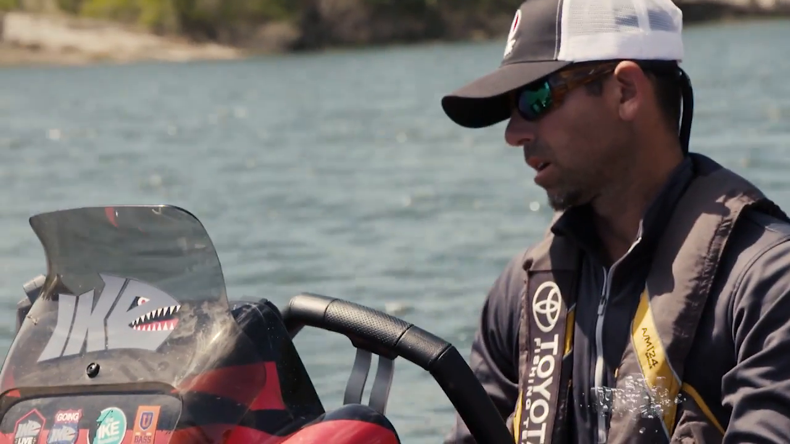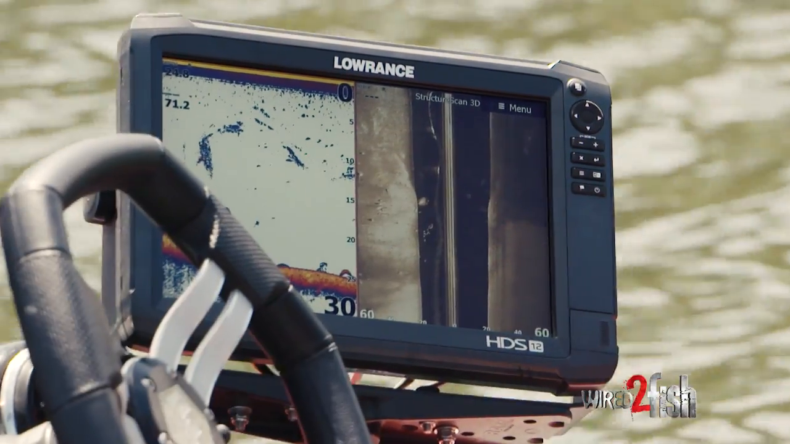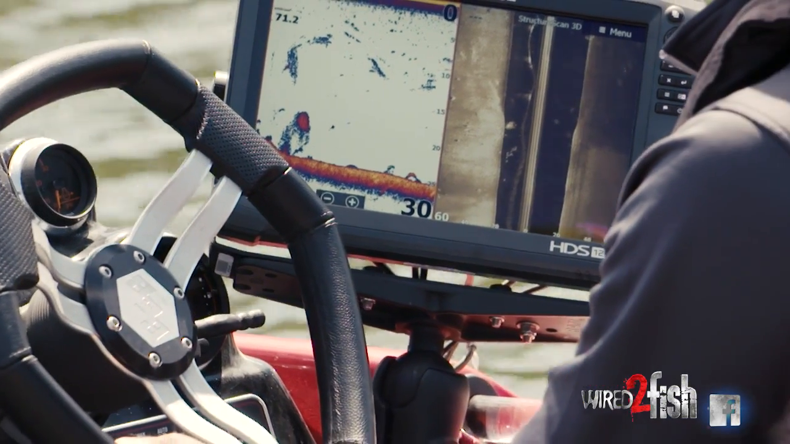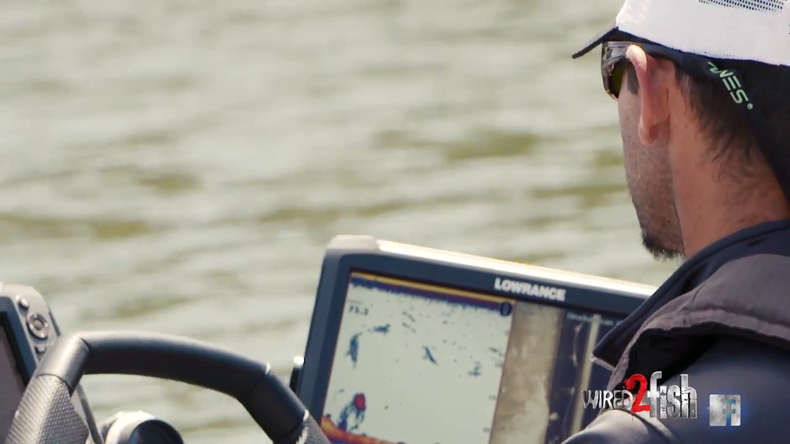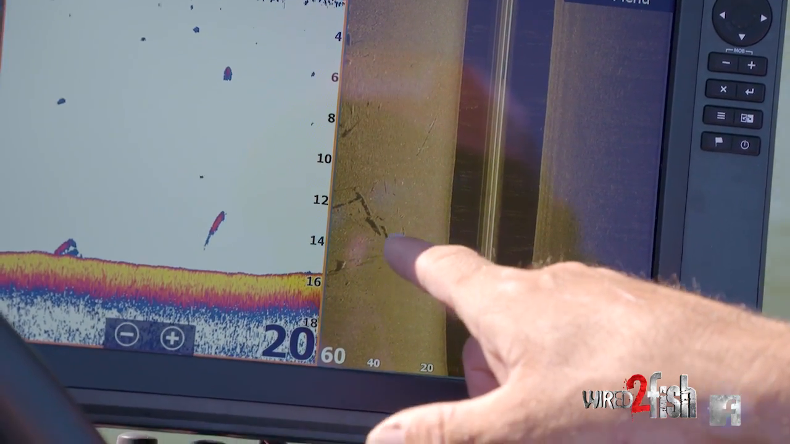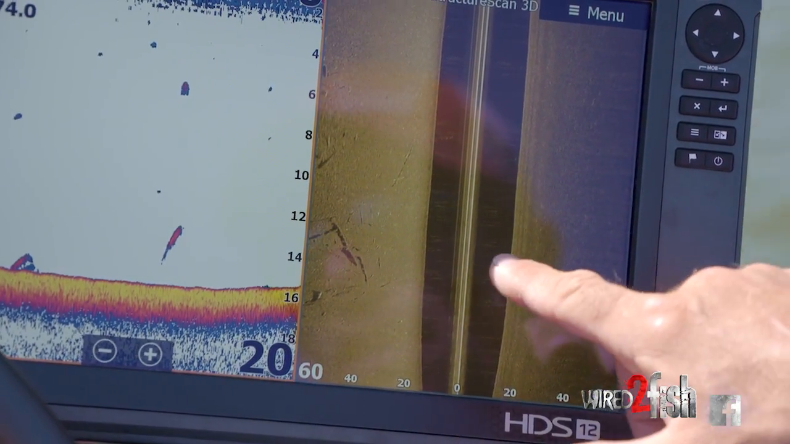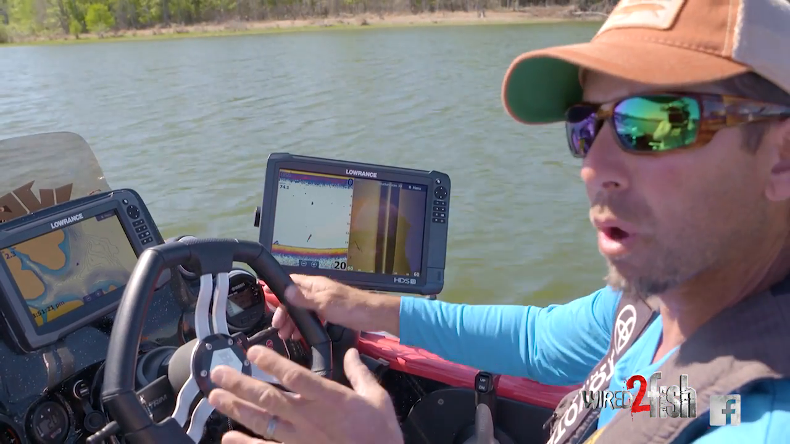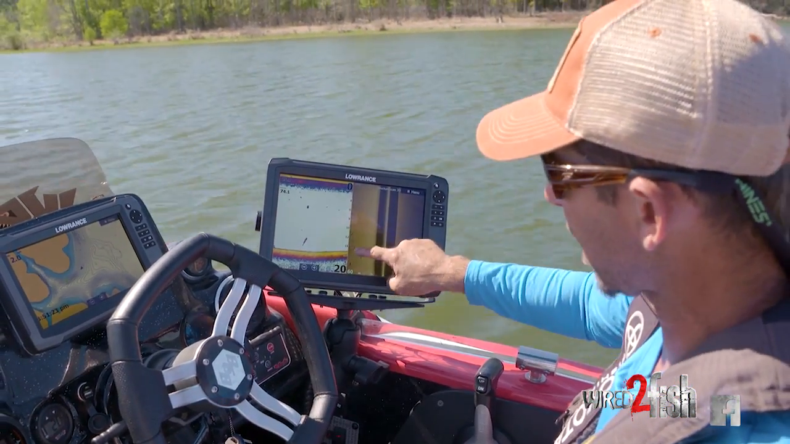We're out here in deeper water trying to find where these fish are going to relate to. You know, we're looking right now, this is the Lowrance Carbon HDS 12, and we're looking at an isolated log pile out here on the left. And when I see something like this, it's real easy for me to mark it, and I want to identify areas of change.